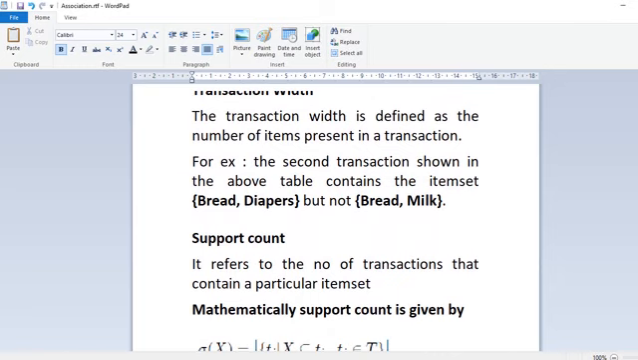So next we will see what we mean by the support count. Support count refers to the number of transactions that contain a particular item set. Suppose you say bread and diapers as the item set, how many transactions are going to contain bread and diapers? That is the support count.